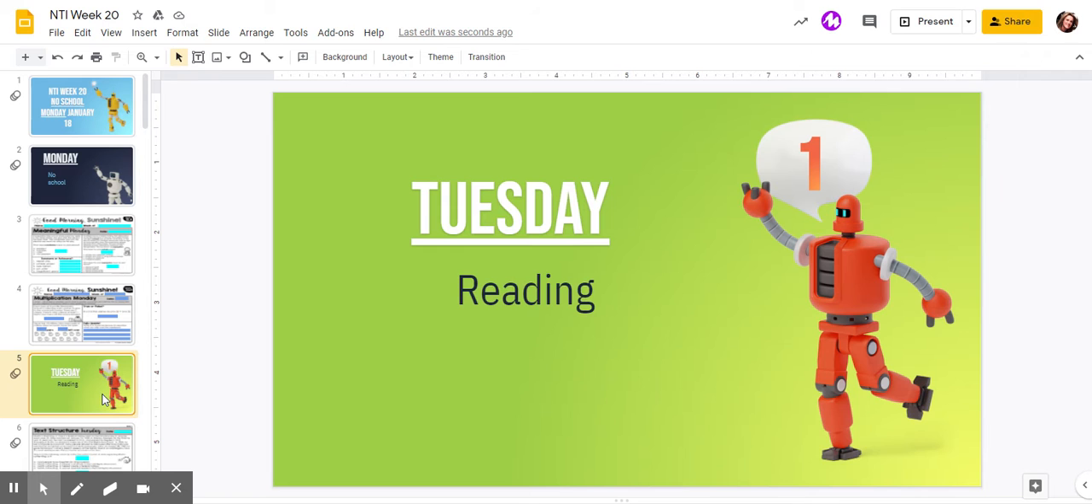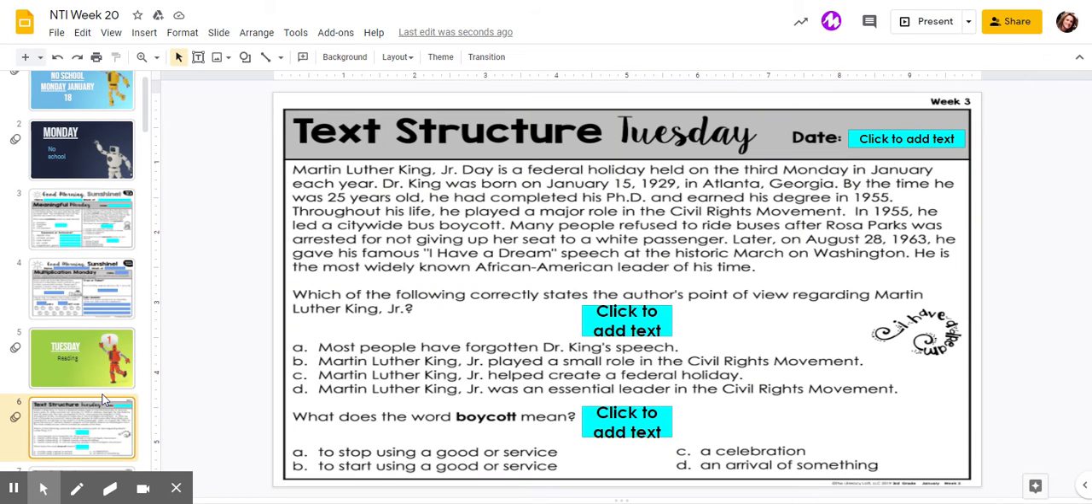Okay, for reading this week, like I said, we're going to be studying Dr. Martin Luther King Jr. He's even in our Text Structure Tuesday. So you're going to be reading the paragraph about Dr. Martin Luther King Jr. And then the first question is talking about author's point of view. So it is what the author thinks. Based on what you've read, what do you think the author thinks? And you're going to choose the best answer.